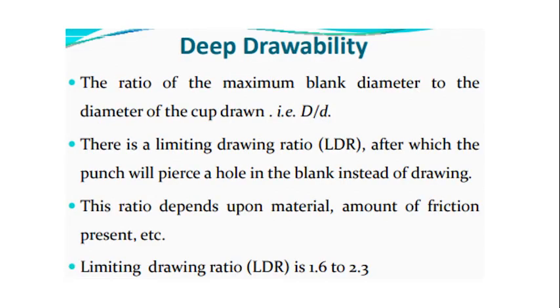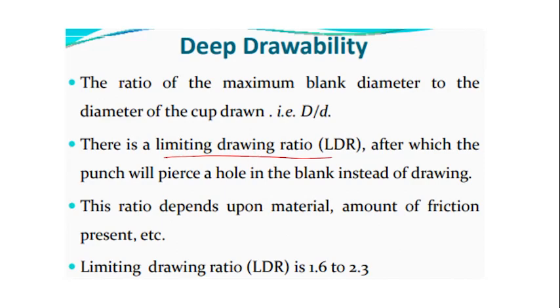Then one more term is there, deep drawability. The ratio of the maximum blank diameter to the diameter of the cup drawn is known as the drawability. Then there is one more term, which is known as the limiting drawing ratio. Suppose there will be a draw ratio. If you go beyond your drawing ratio, if you cross the limit, it will start blanking.